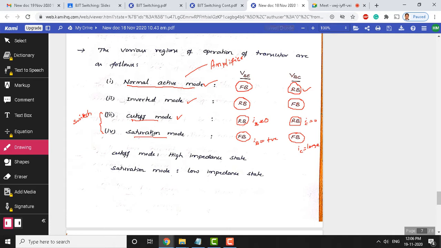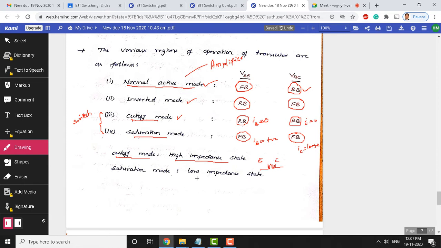So, these two modes are used as off switch and on switch. Cutoff mode is nothing but off switch, and saturation mode is nothing but on switch. And even the resistance, if you measure between the collector and the emitter, in the cutoff mode the resistance between the collector emitter is very high. So, we call that state as high impedance state. So, that is in the cutoff mode, because the resistance between the emitter and collector is going to be very high. So, this exhibits very large resistance between these two terminals here.